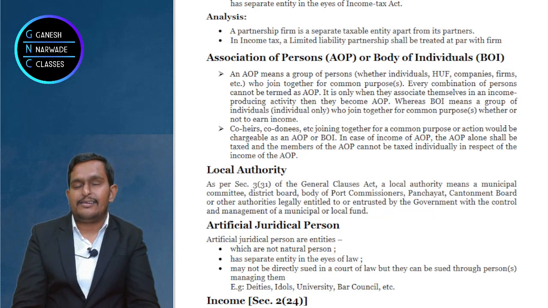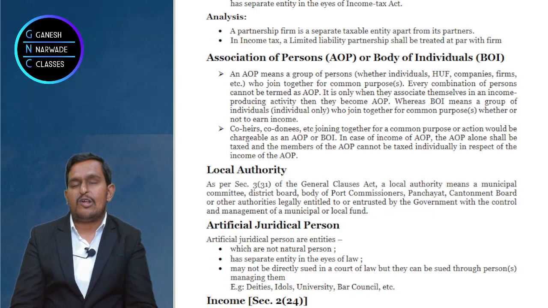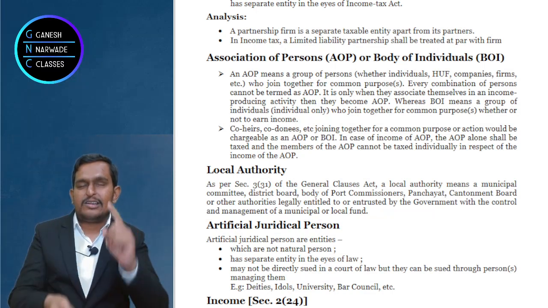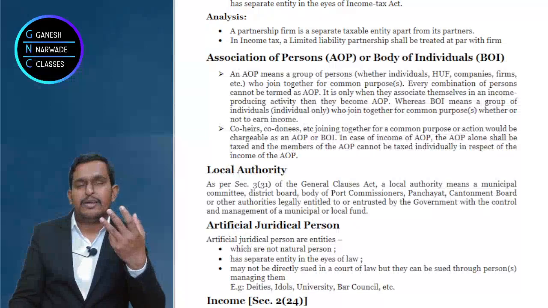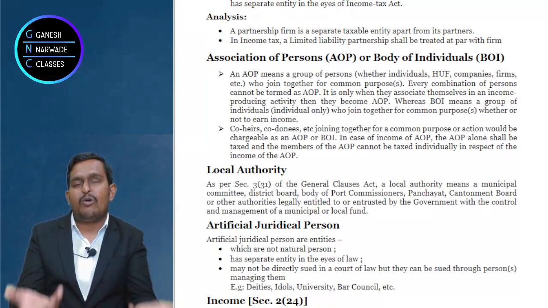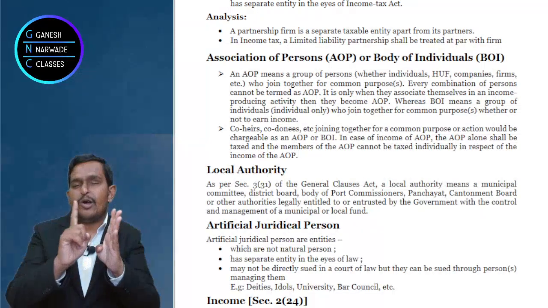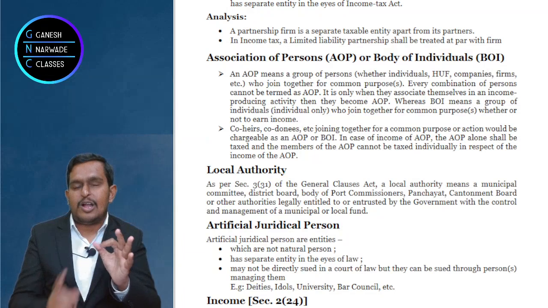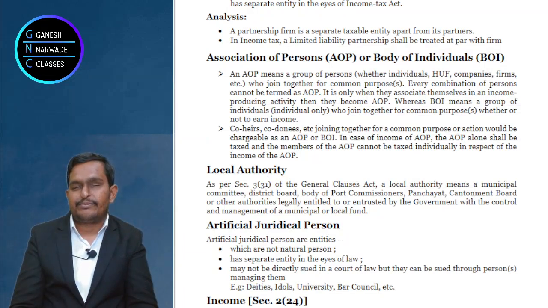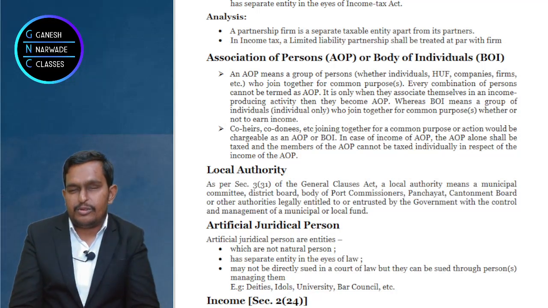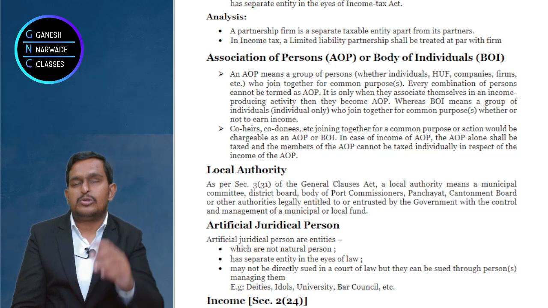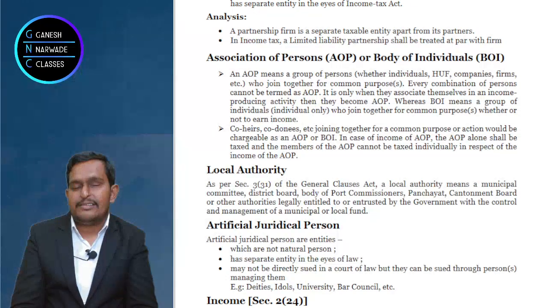Last is artificial juridical person. If something cannot fit under the above six, it is not an individual, not HUF, not company, not partnership, not local authority, not AOP, then what is it? Then it is an artificial juridical person. So it is basically not a natural person, not covered under the above six, right? And you cannot sue it directly in its own name. You have to sue the trustees, something like that. Then we can say that it is an artificial juridical person.